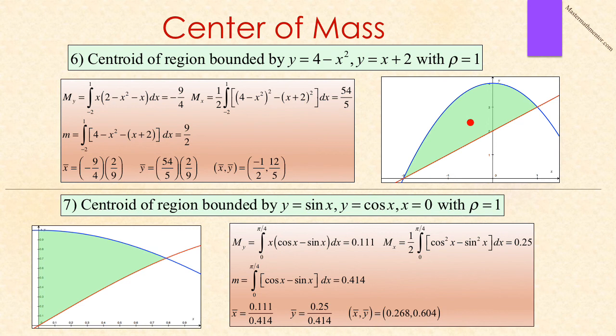0.414. So x bar is equal to 0.111 divided by 0.414, which is 0.268, while y bar is equal to 0.25 over 0.414, which is 0.604. So our centroid is the point 0.268, 0.604 as shown on the graph.